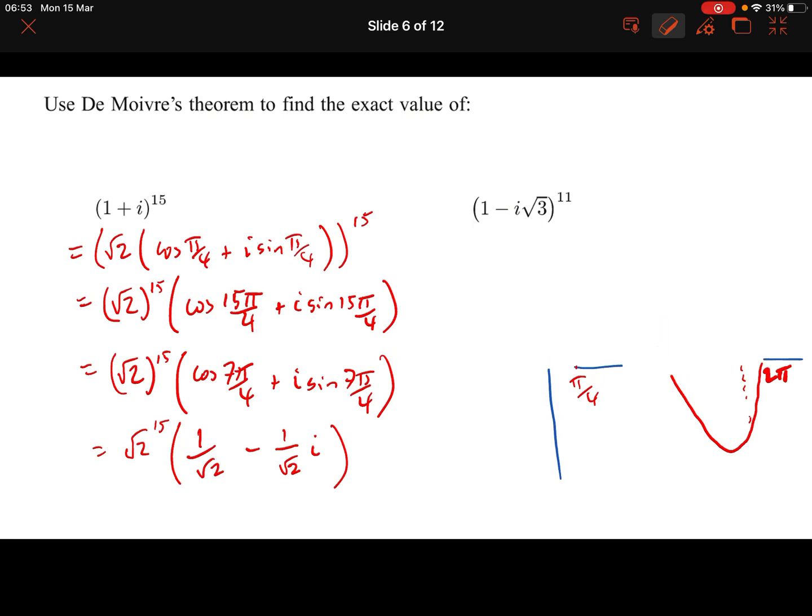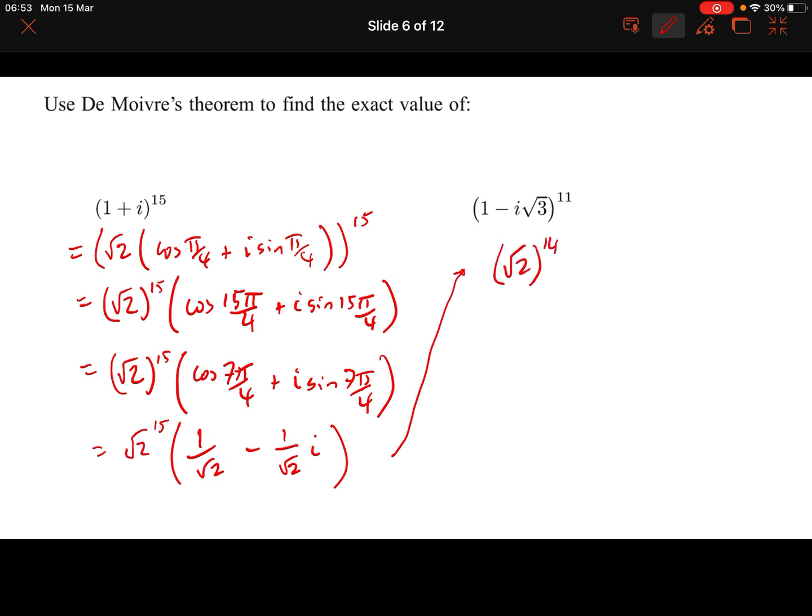Now let's expand those brackets, and you can hopefully see that if I leave the root 2 at the bottom, it means I can cancel things out. I'm going to get root 2 to the power of 14 as my real part, minus root 2 to the power of 14 i as my imaginary part, and that's the same as 2 to the power of 7 minus 2 to the power of 7 i, which is equal to 128 minus 128i. Okay, and that is the right answer.